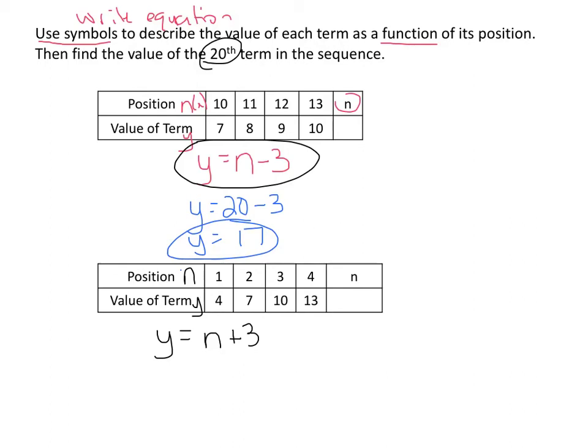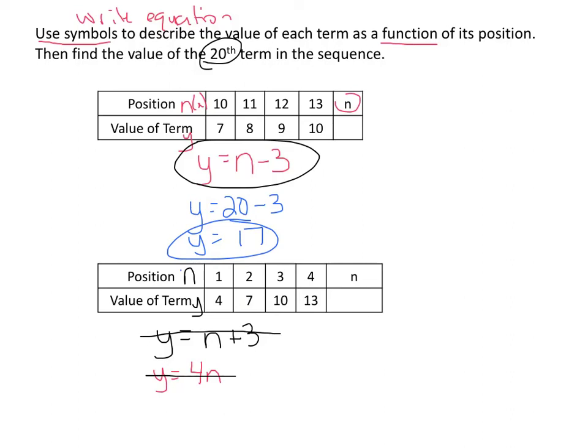Okay, so then I'm going to look at my next number, which is 2. 2 plus 3 is 5, but our term is 7. So that means that n plus 3 wouldn't work. So what's something else that I could do? Okay, well, 1 times 4, so maybe this one's going to be 4 times n. So let's look at our second term. So 2 times 4 is 8. Uh-oh, our second term is 7. So that one's not going to work either.